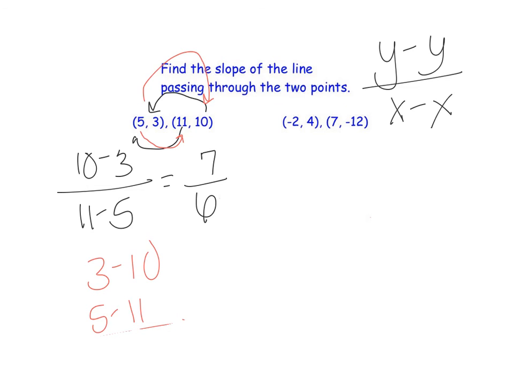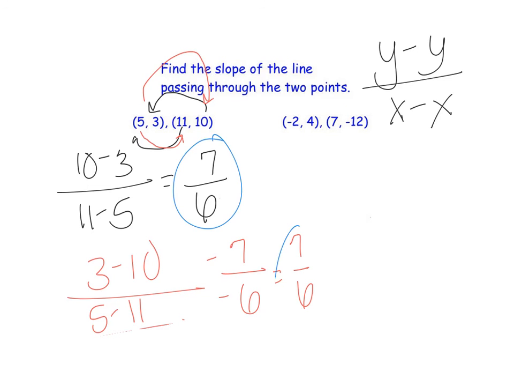3 minus 10 is negative 7. 5 minus 11 is negative 6. What's a negative divided by a negative? It's a positive. So this slope is 7 over 6. I did get the same answer both times, even though I subtracted in different directions on each example.